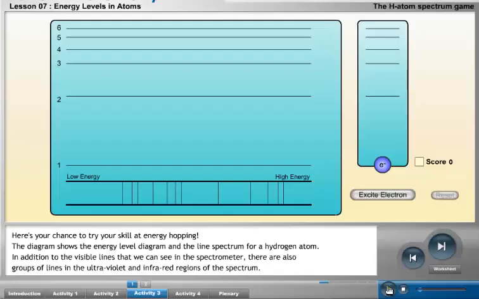Here's your chance to try your skill at energy hopping. The diagram shows the energy level diagram and the line spectrum for a hydrogen atom. In addition to the visible lines that we can see in the spectrometer, there are also groups of lines in the ultraviolet and infrared regions of the spectrum.